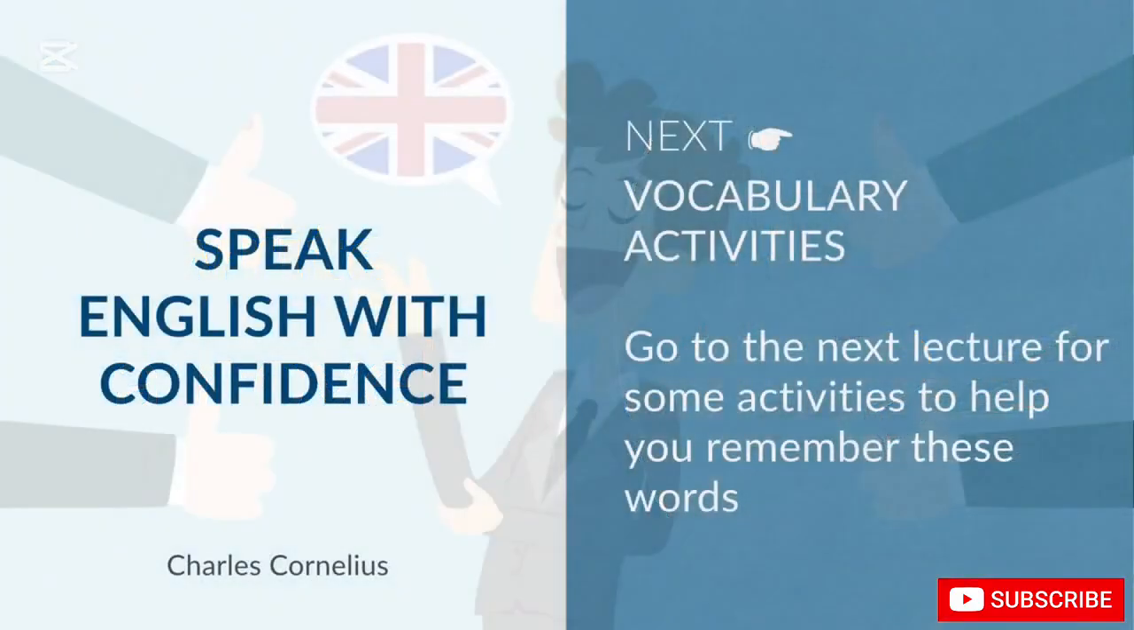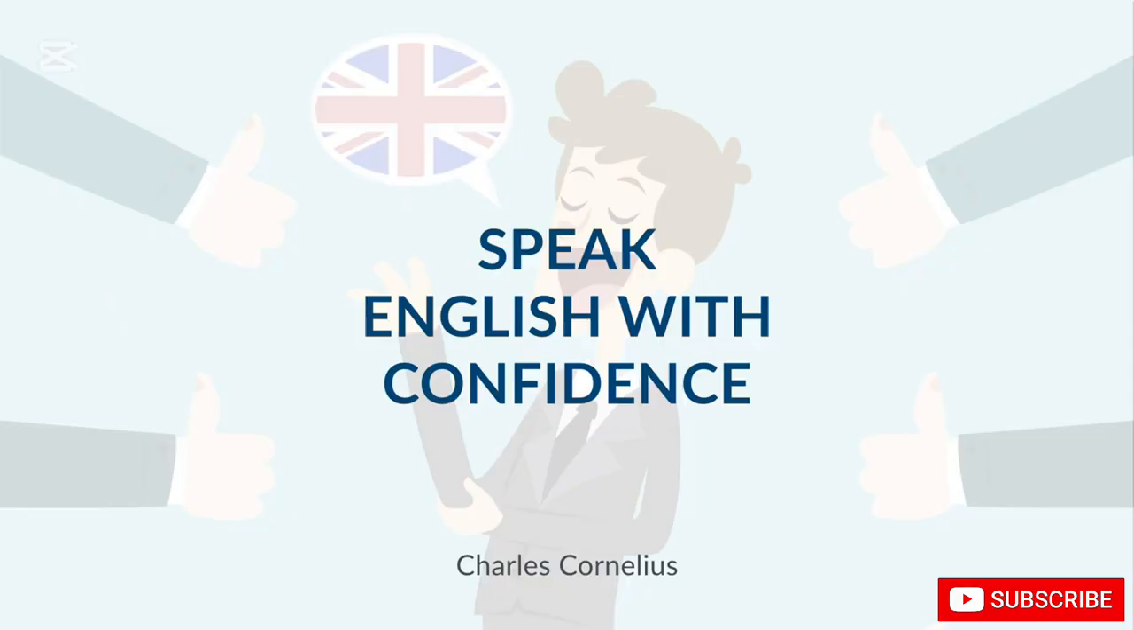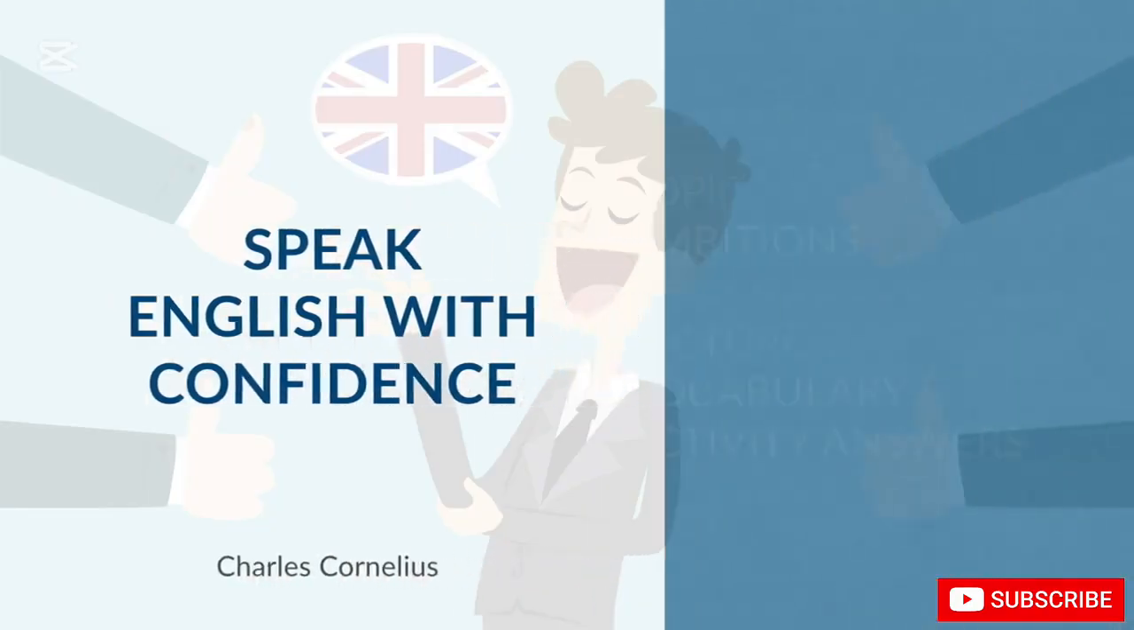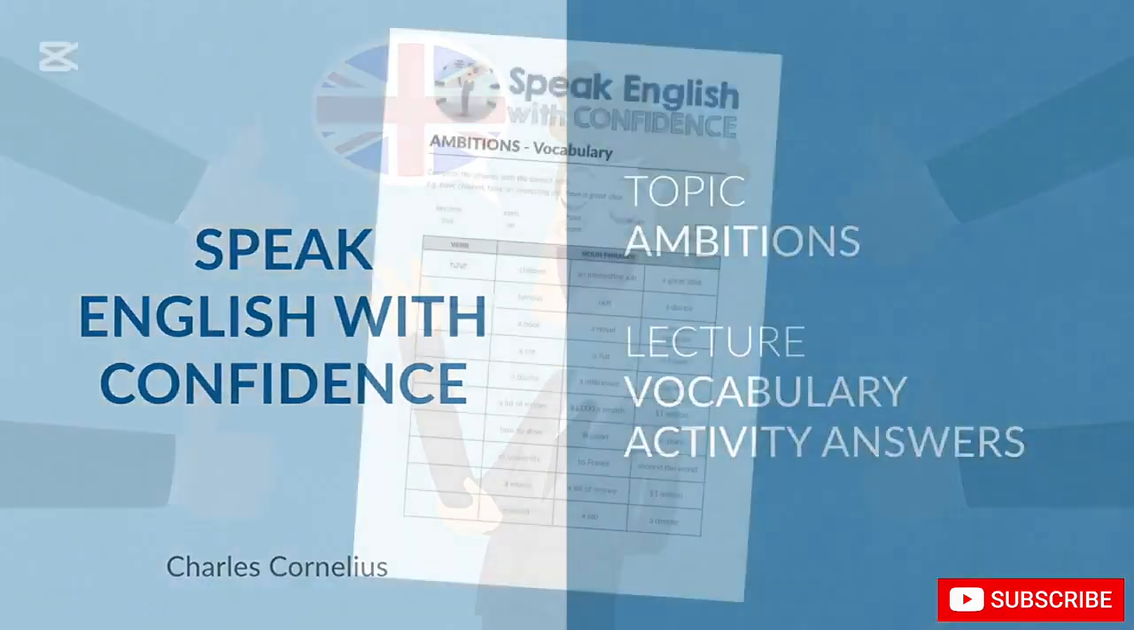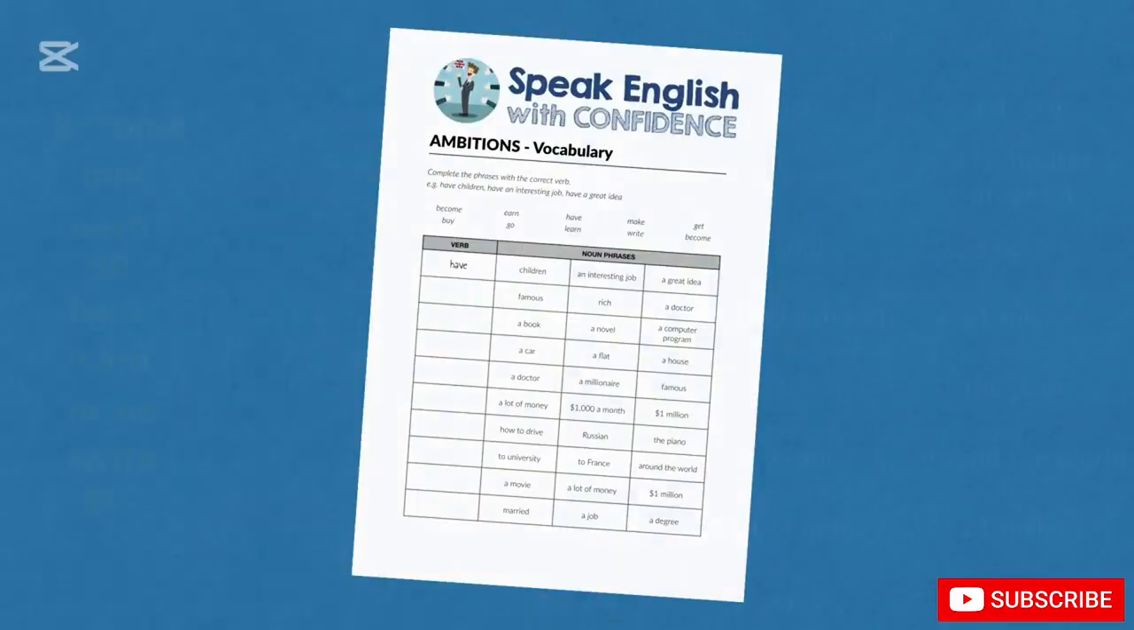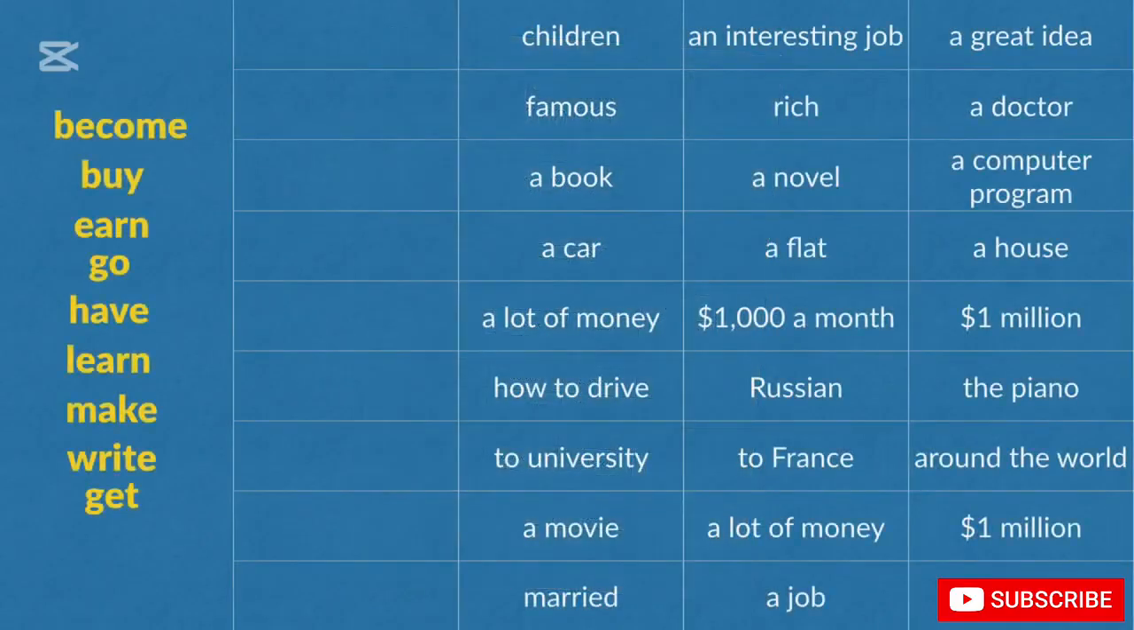So, how many of these did you remember? In the next activity, you've got a worksheet you can use and an activity to help you remember these words. Let's look at the answers to the vocabulary activity from the worksheet there. So this is what you had to do. You had to match the verbs with the nouns and noun phrases.